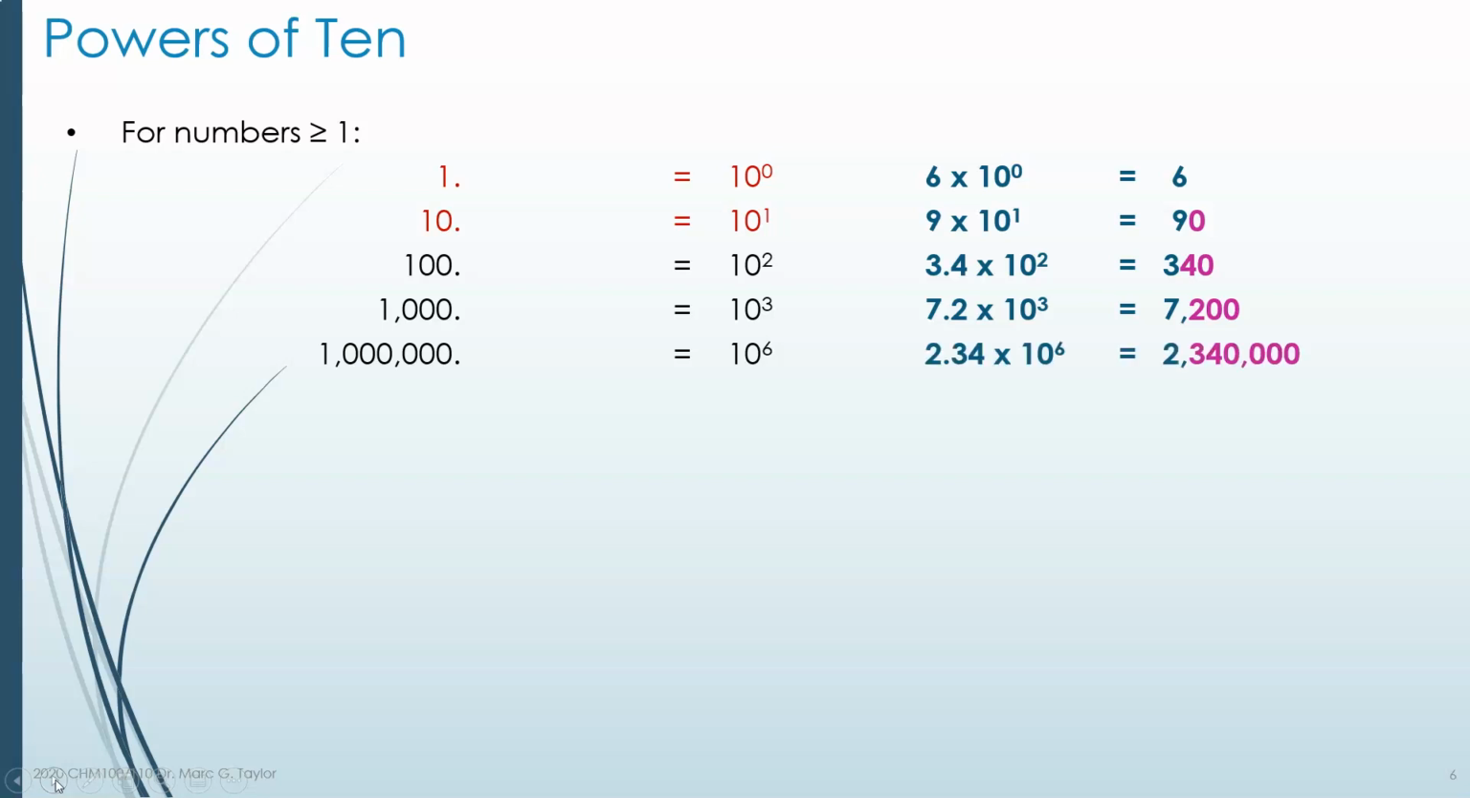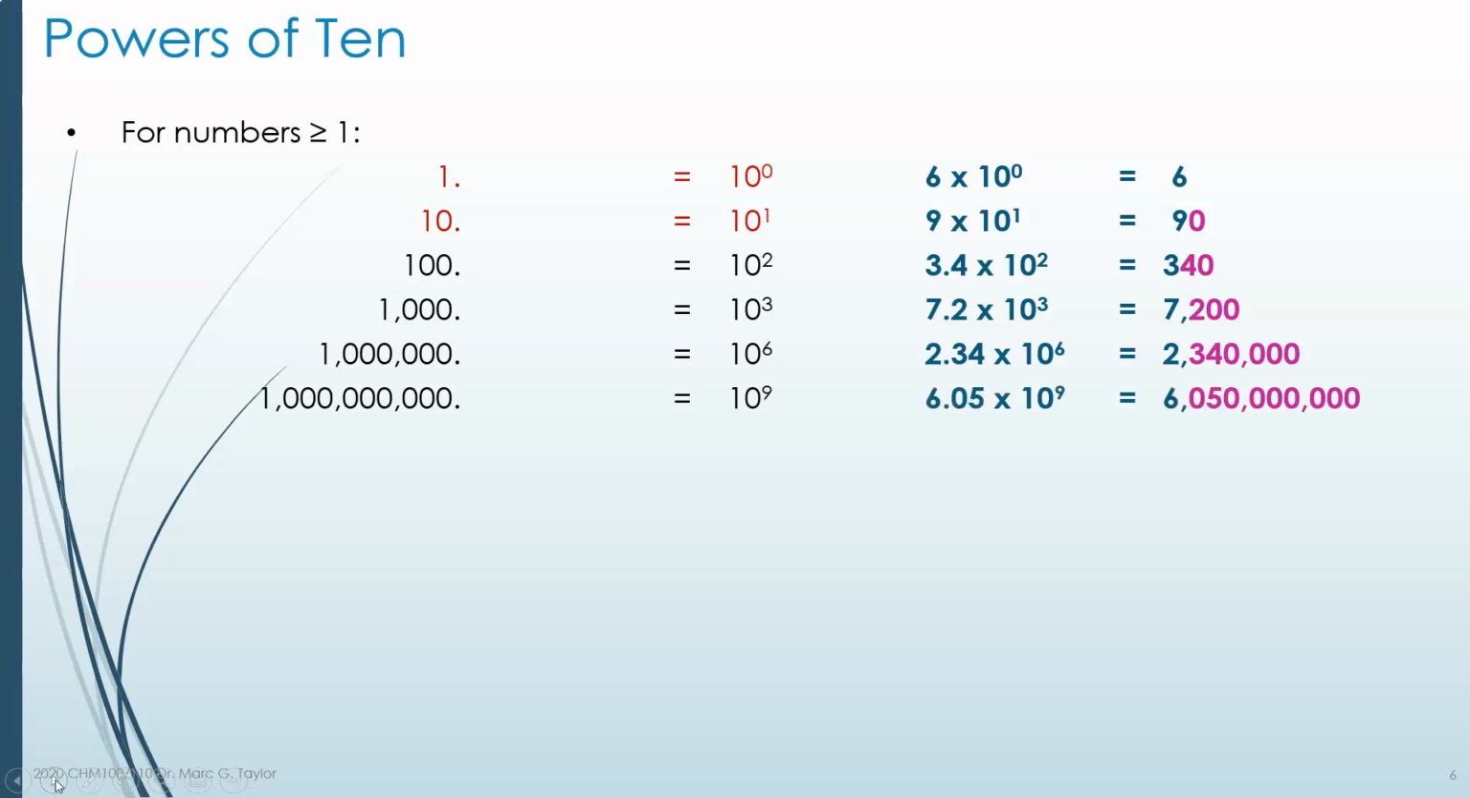So in an example, 2.34 times 10 to the 6, that's the same as saying 2.34 million, or 2,340,000 as a total number. Now, you'll notice the 2 is sitting in the millions place, and it's just followed by the 3 and 4 in the same order as in the scientific notation coefficient.